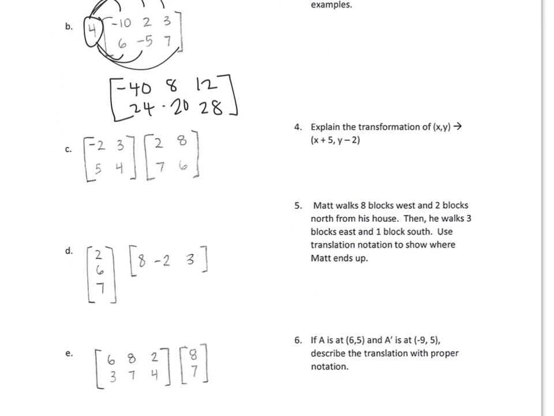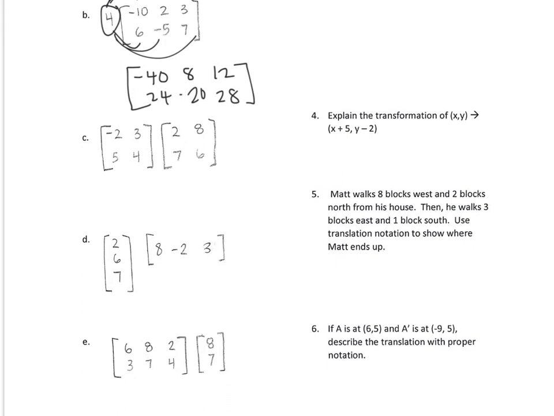And then letter C is you're multiplying a 2 by 2 matrix times a 2 by 2 matrix. So you can do that because the inside dimensions are the same. These two are the same. So the resultant is going to be a 2 by 2 matrix. To multiply, you're going to multiply the first row by the first column. So you're going to multiply -2 times 2, which are these two first ones, plus the second part, which is 3 times 7. So -2 times 2 plus 3 times 7.